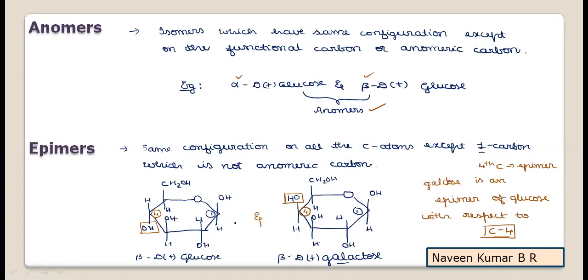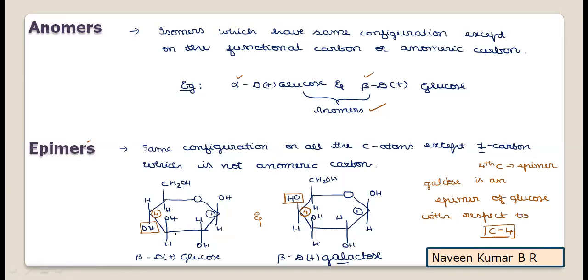The best example to remember is the one required for writing the disaccharide lactose. Lactose is made up of beta D galactose and beta D glucose. There the two structures are required, hence I have taken the same example to explain epimers. Epimers are isomers which have the same molecular formula and the same configuration with respect to the anomeric carbon, but there is a difference in any one carbon. That carbon is not a functional carbon.